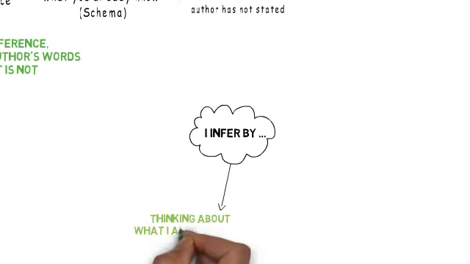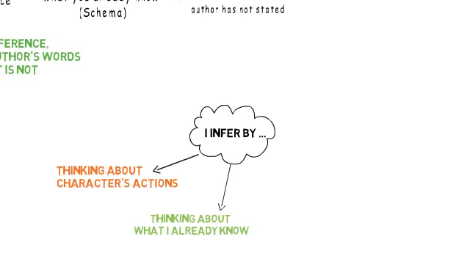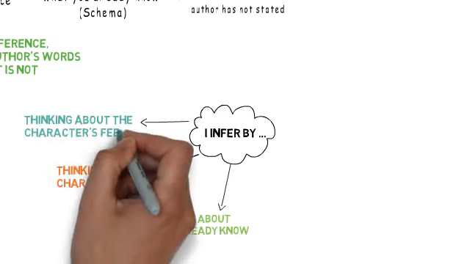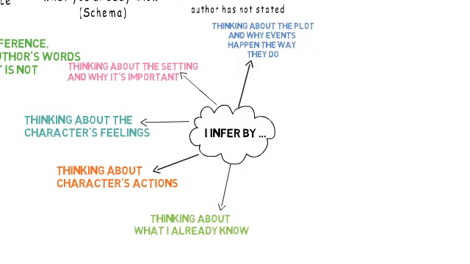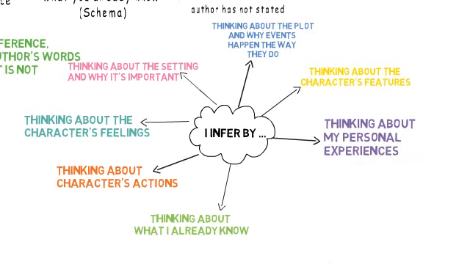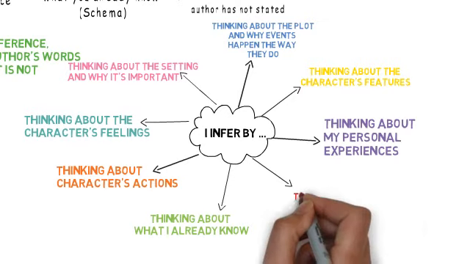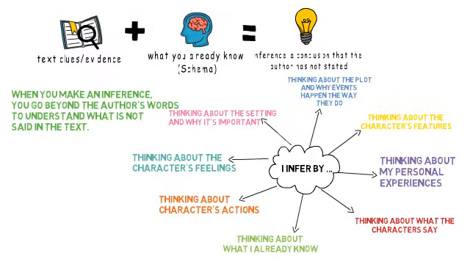Some ways to train your brain to think like a detective or to infer can be by thinking about what you already know, thinking about a character's actions, thinking about a character's feelings, thinking about the setting and why it's important in the story, thinking about the plot and why events happen the way that they do, thinking about characters' features like if they look clean or dirty or what they're wearing, thinking about your own personal experiences and what connections you make as you read. In other words, relating to the story. And then finally, thinking about what the characters say.